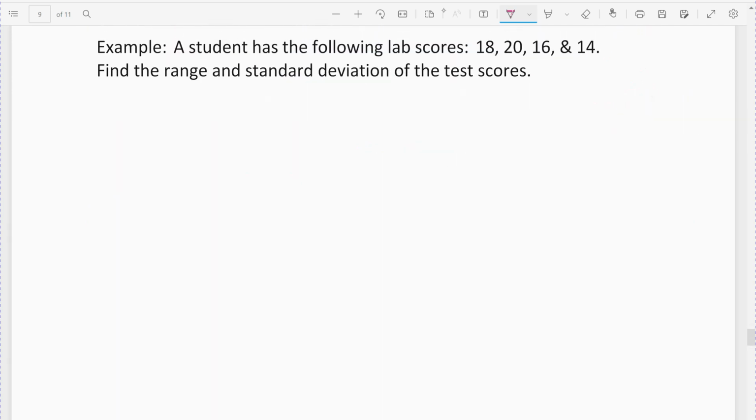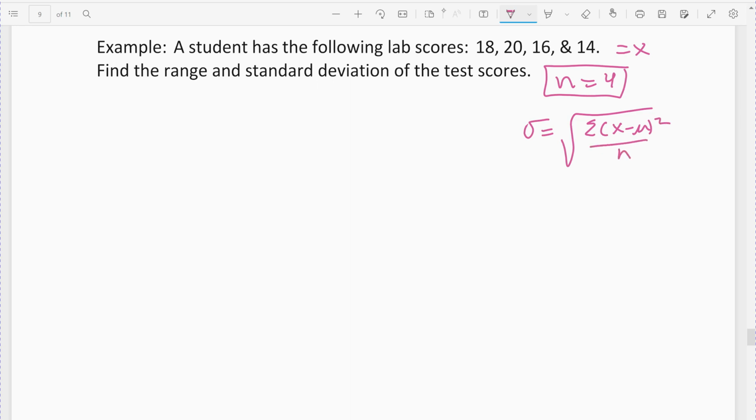Alright, so the first example, like I said, I'm going to walk you through it. We're going to set up the table. The first thing is you can count 18, 20, 16, 14. Those are the x values, those are the data values. There are 4 of them. So n represents 4. We're going to eventually find the standard deviation, which is the square root of the sum of the square deviations from the mean divided by n.